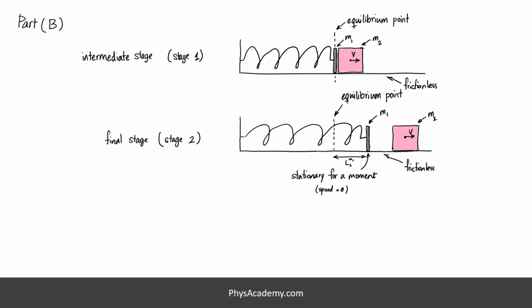For part B, we are asked to find the distance between m1 and m2 when the spring is fully stretched, therefore, m1 is stopped for a moment. Before diving into the calculation process, let me tell you how I analyze the given cues.